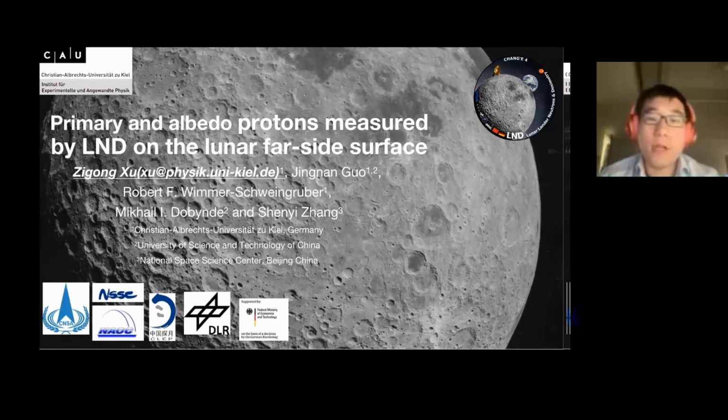So after listening to so many talks about the low energy or micro energy environment, now we turn to the high energy environment. Now I would like to introduce the primary and albedo protons measured by LND on the lunar far side surface. As we know, there's no atmosphere on the lunar surface, so it is exposed to deep space directly, so the high energy particles could interact with the surface directly and generate a considerable radiation dose. So this is very important, and we need to consider it.